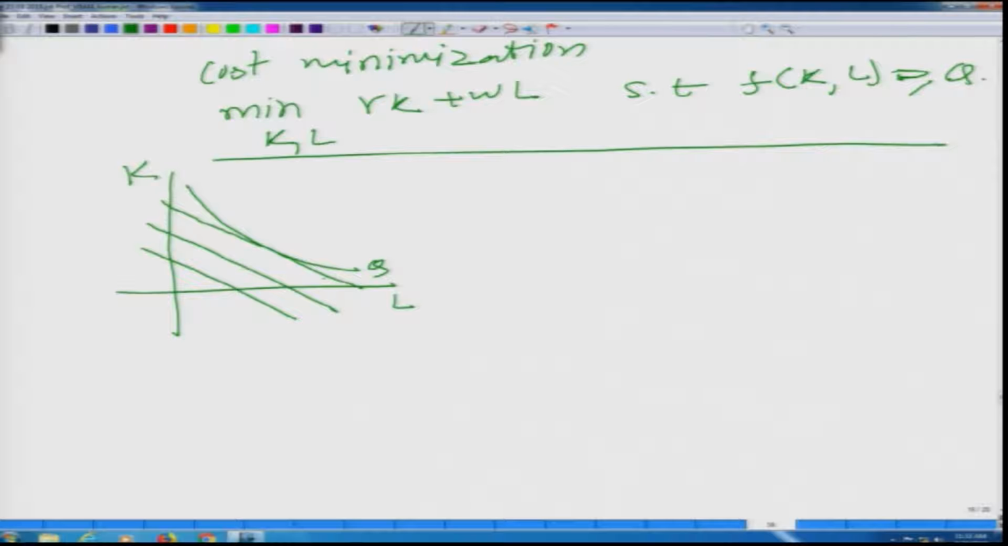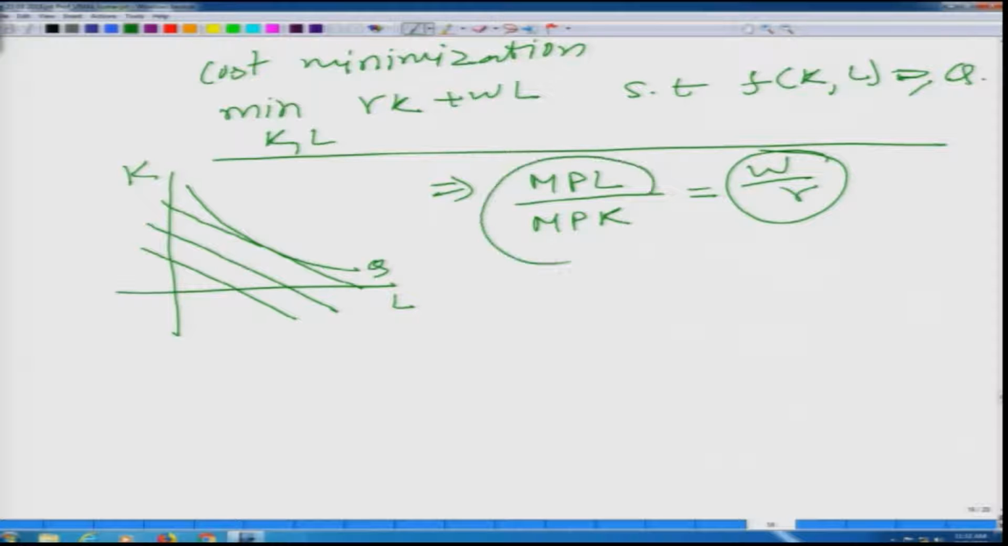This is isoquant Q, and this gives us the condition that for minimization, marginal product of labor divided by marginal product of capital has to be equal to W by R. Okay. W by R is the slope of isocost line. MPL by MPK is the slope of isoquant, and where the minimization happens, at that point these two should be equal. Now, let us look at the profit maximization.